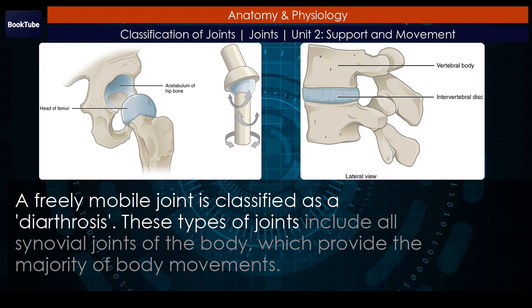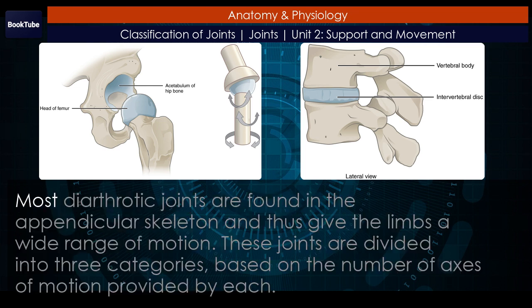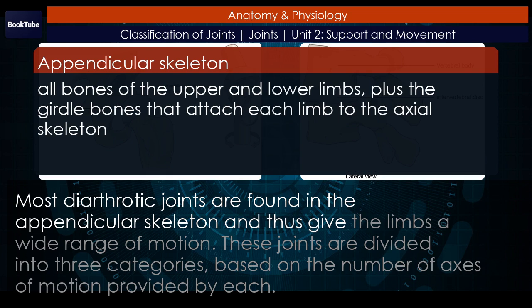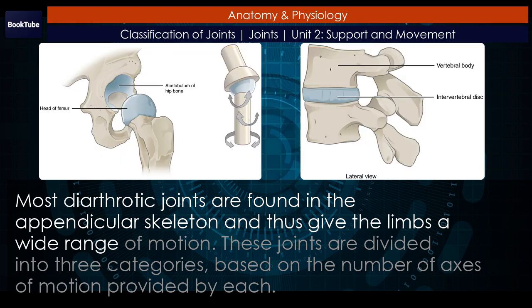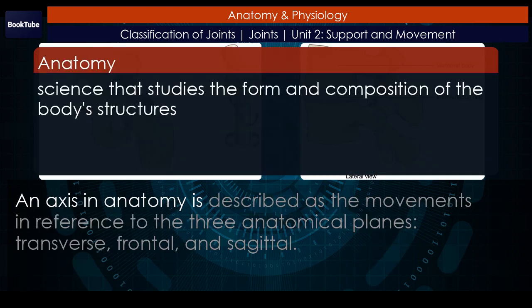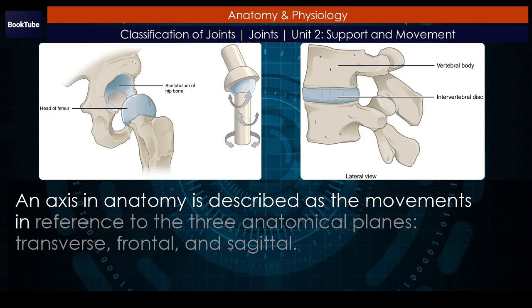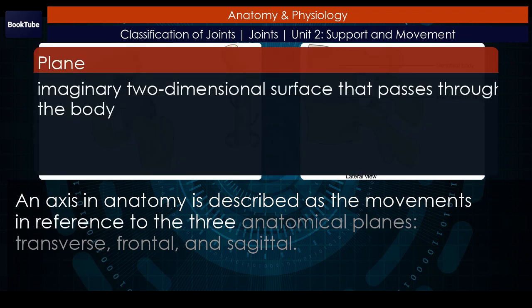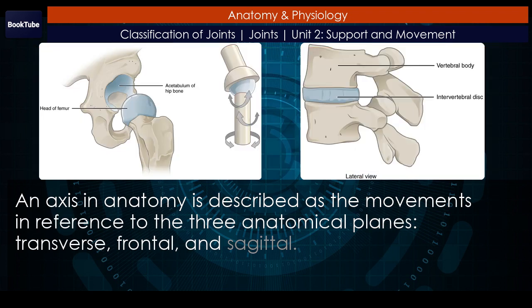These types of joints include all synovial joints of the body, which provide the majority of body movements. Most diarthrotic joints are found in the appendicular skeleton and thus give the limbs a wide range of motion. These joints are divided into three categories, based on the number of axes of motion provided by each. An axis in anatomy is described as the movements in reference to the three anatomical planes: transverse, frontal, and sagittal.